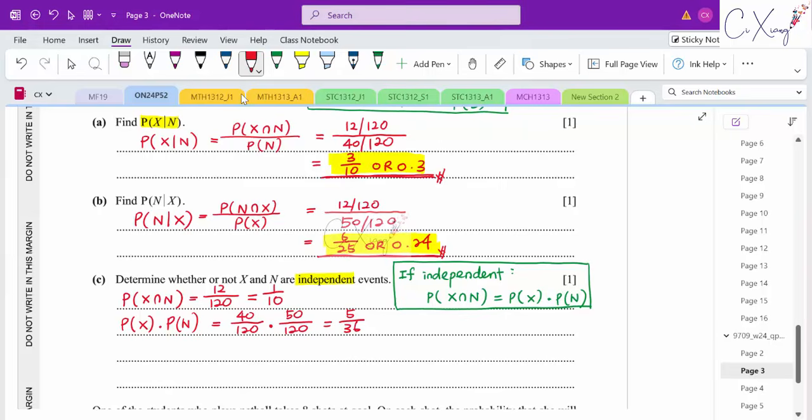Then you try to compare these two values. When you compare them, you realize that these two values are not the same, right? The probability of x intersect with n is not equal to the probability of x multiplied with the probability of n. Therefore, x and n are not independent. If they are independent, then the value should be the same, right? So our conclusion is they are not independent.